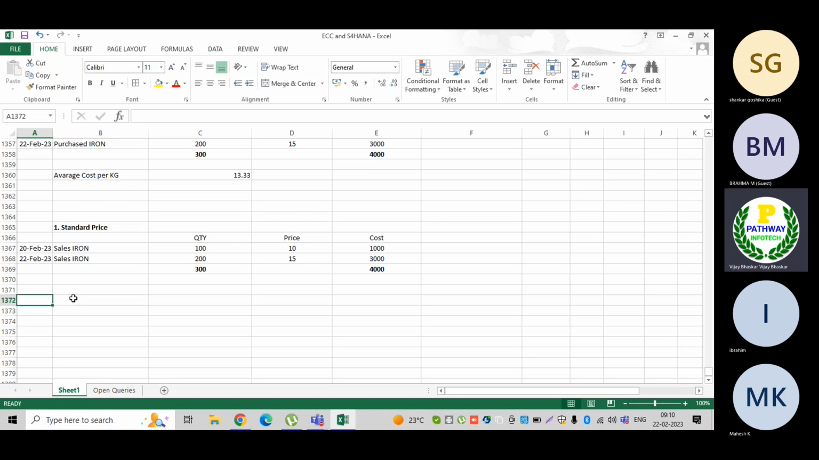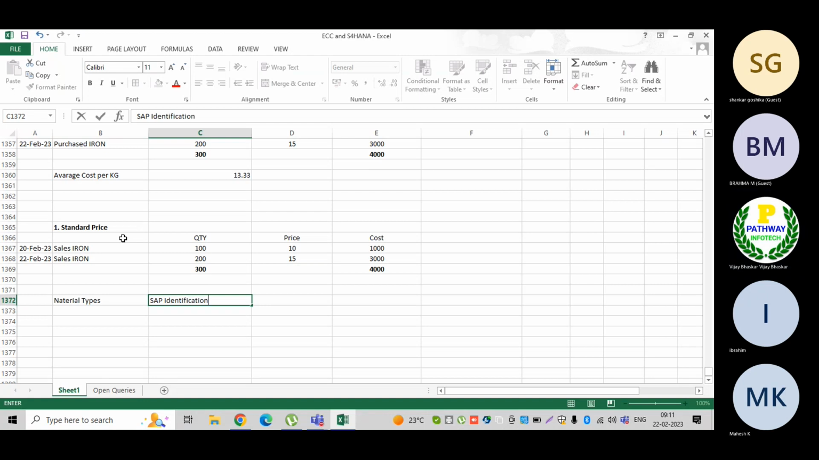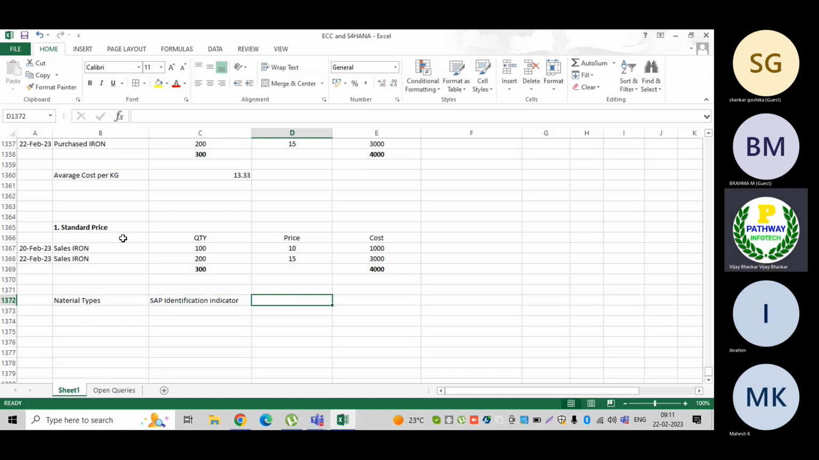Then raw materials, raw material. I'll mention material price, material types, then the SAP identification indicator, and price controls. Then let me write here.